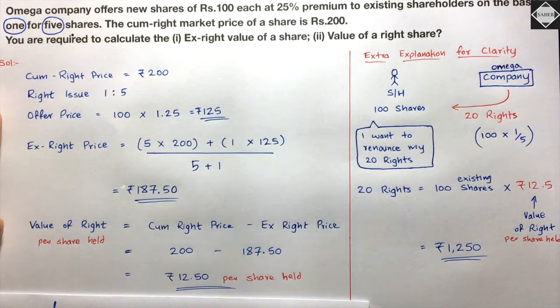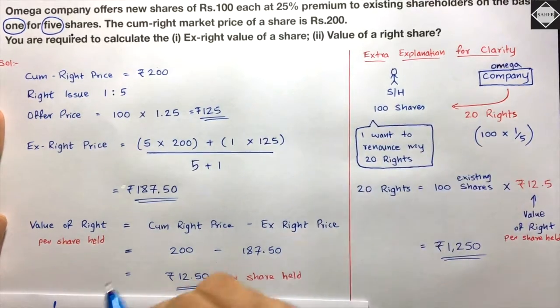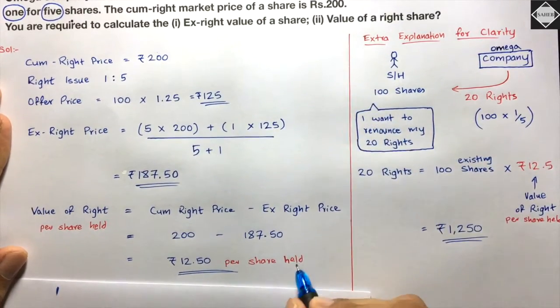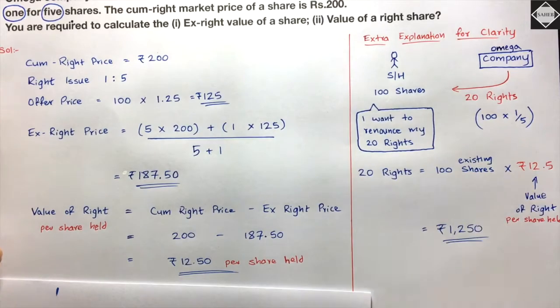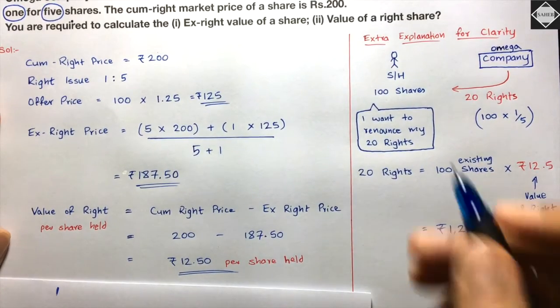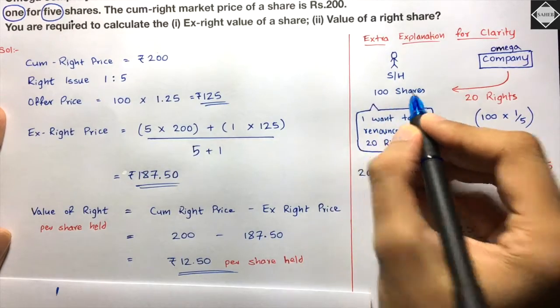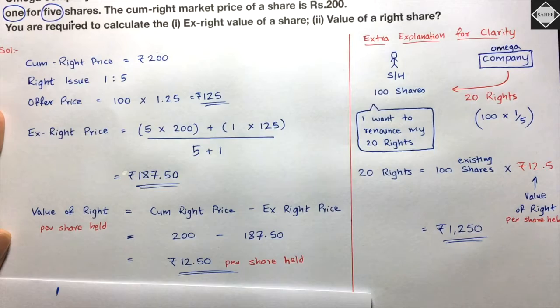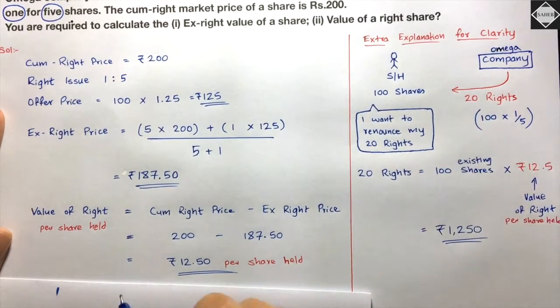Now how is he going to use this? Simple. He has 100 existing shares, and this is per existing share, per share held. Now what does held mean? Held means whatever you have, whatever you hold, isn't it? So how many shares does he have? He has 100 shares. So 12.50 into 100 will give him the value of his 20 rights.